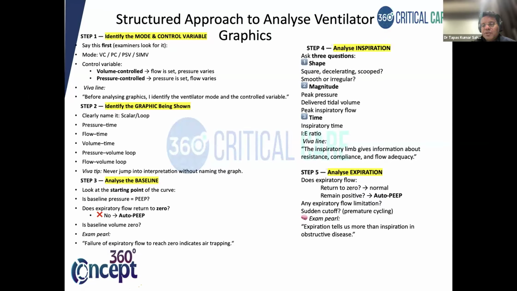Now if there is any expiratory flow limitation, you will say whether you are dealing with premature cycling, a sudden cutoff. So here come 2 concepts: premature cycling or delayed cycling. I have shown you the picture in the 3rd or 4th slide where you get the trigger, then the target, and then the cycling. So cycling may also be one of the troubleshooting points for you. Expiration tells us more than inspiration in obstructive disease. Inspiration would be more informative for the compliance problem, like ARDS.